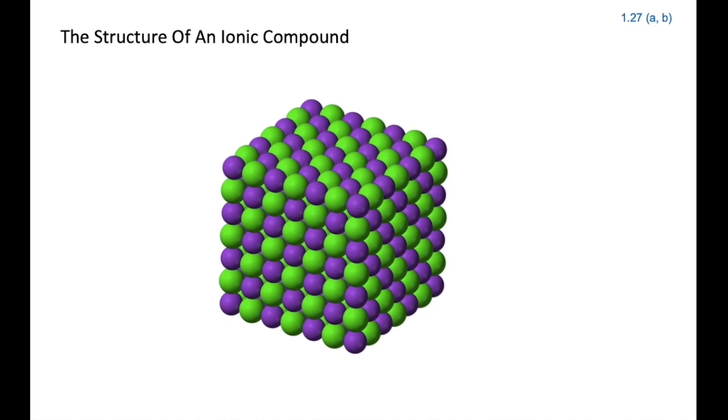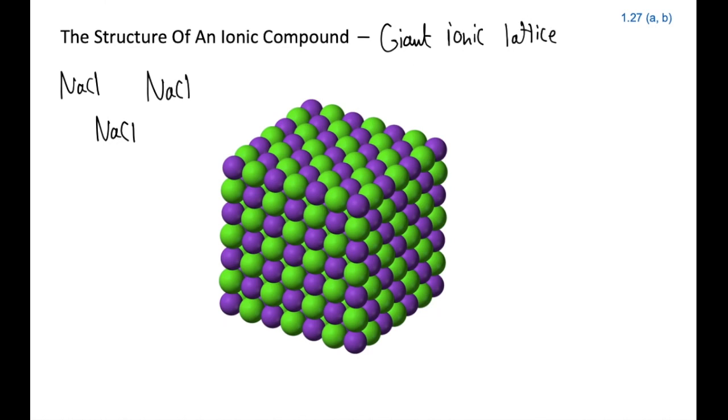So I've spoken about how ions are attracted to each other in ionic bonds, but not about the actual structure of ionic compounds. How do these compounds actually exist in the world? Well, they don't exist as individual molecules. So if we have sodium chloride, we wouldn't have one sodium chloride separate from another one. In reality, ionic compounds have a structure we would call a giant ionic lattice.